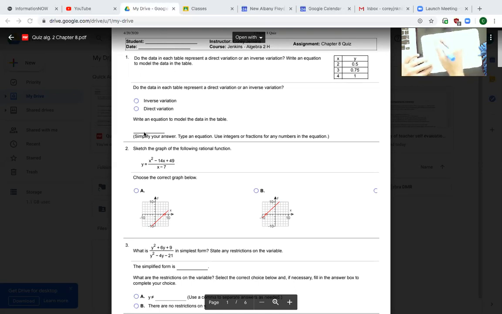So for direct variation, we have that k is equal to y over x. And also from that, y is equal to k times x. So we already kind of figured out, let me pull down my blinds real quick to help with that glare.